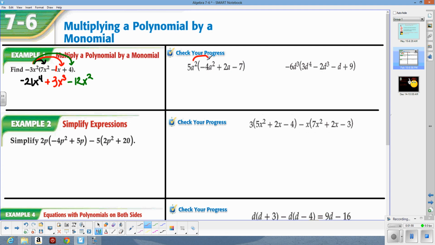5a squared times a negative 4a squared. Well, 5 times negative 4 is negative 20. And then a squared times a squared is a to the 4th, since there's a total of 4 a's being multiplied together. 5a squared times a positive 2a. 5 times 2 is positive 10. And then a squared times a, that's going to be a to the 3rd, since there are 3 a's being multiplied together. And then 5a squared times a negative 7. 5 times negative 7 is negative 35. And then a squared.